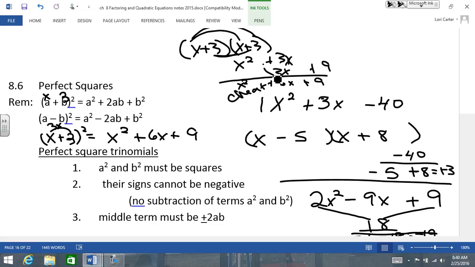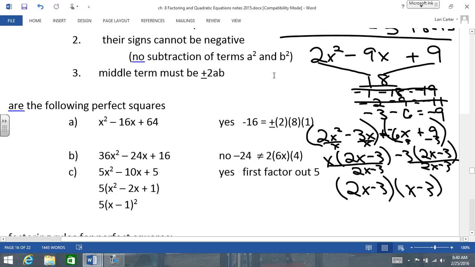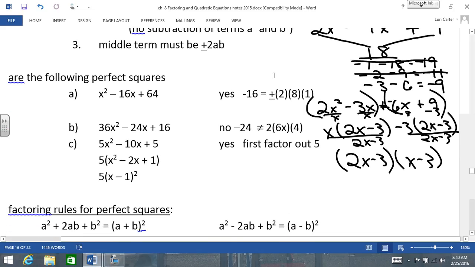So this is stuff that we already know? Yep, this is stuff you already know, kind of. You know how to do it forward, you don't know how to do it backwards. To do it backwards, you have to check to make sure everything is right. You have to know the first term and the last term are perfect squares. So is x squared a perfect square? Yes. What is it? X. Is 64 a perfect square? Yes. What is it? 8.